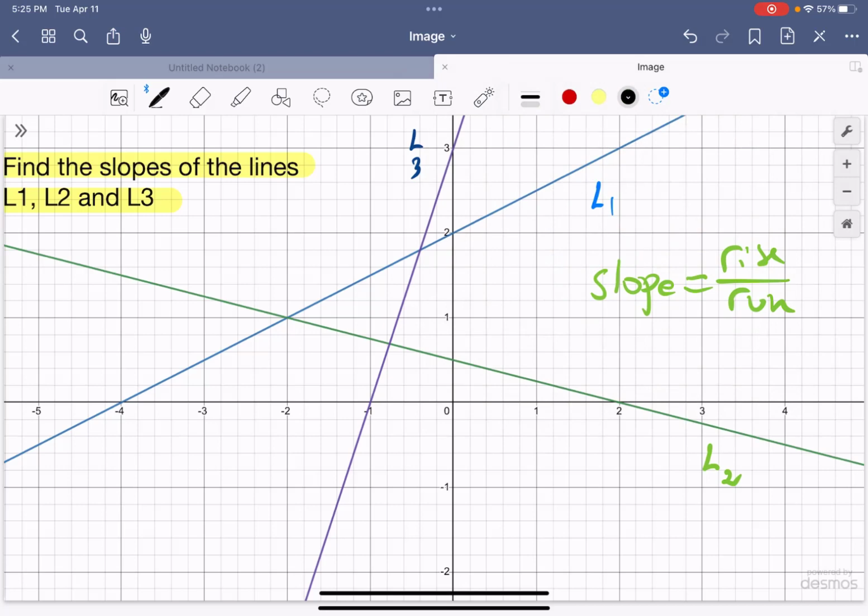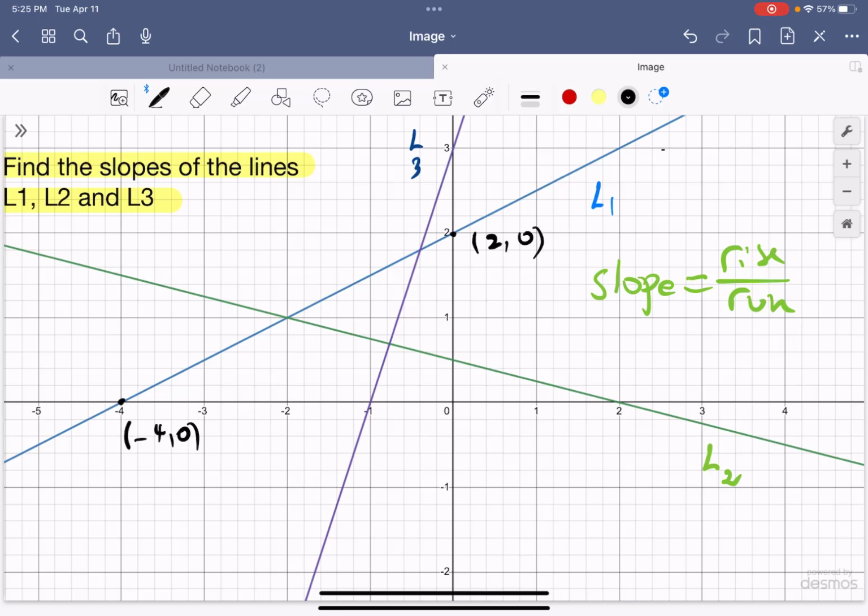So we're gonna start with L1, which is the blue line. I'm gonna choose 2 points. Let's see, for example, (-4, 0) and (2, 0). So this is -4, 0, and this is gonna be 2 and 0.